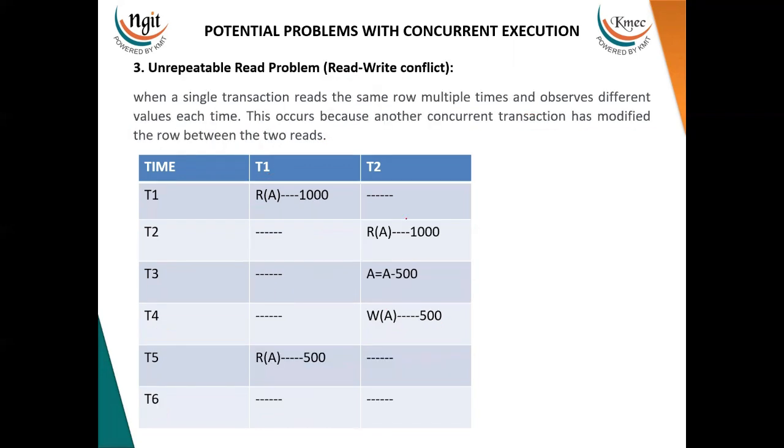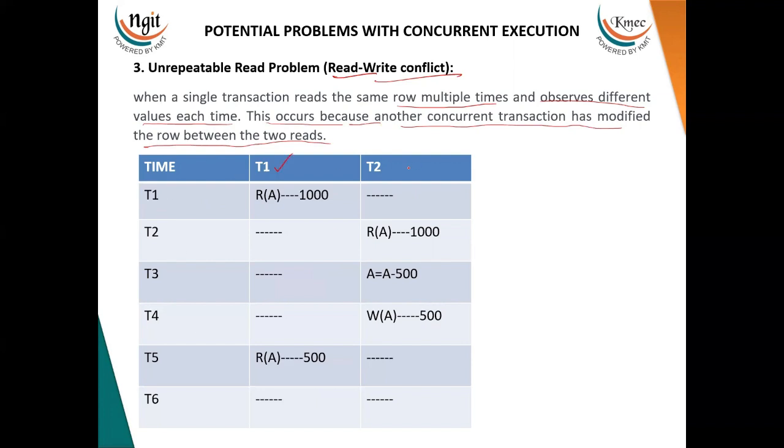Coming to the unrepeatable read problem, it is also known as what? Read-write conflict. Let us know what read-write conflict is. When a single transaction reads the same row multiple times and observes different values each time. This occurs because another concurrent transaction has modified the row between the two reads. Let us understand this with this table.